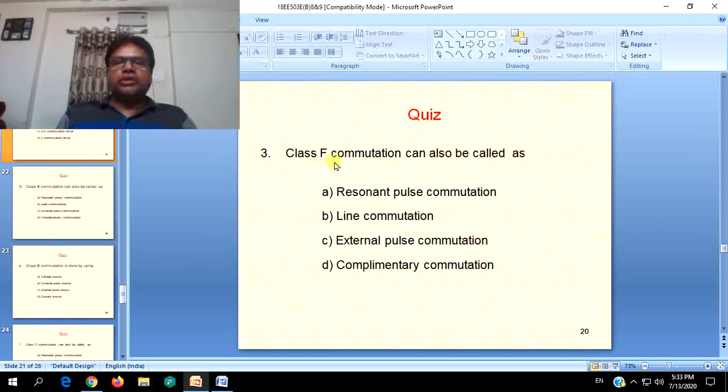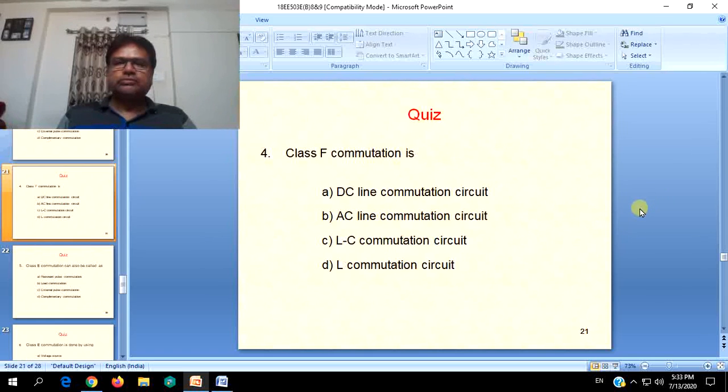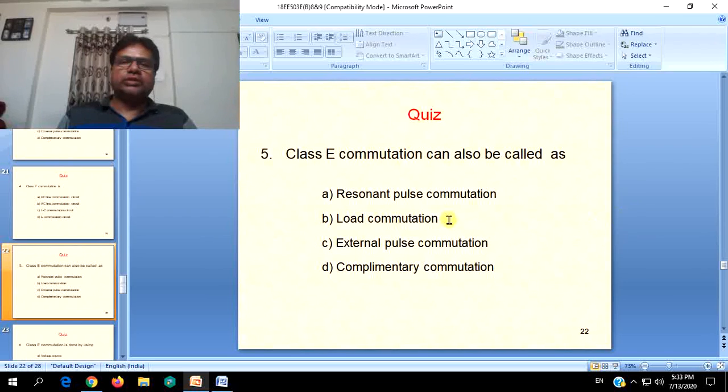Class F commutation can also be called as, it is the one which we have just discussed. It is line commutation or natural commutation or AC commutation or phase commutation. Class F commutation is AC line commutation. Class E commutation can also be called as, it is external pulse commutation.